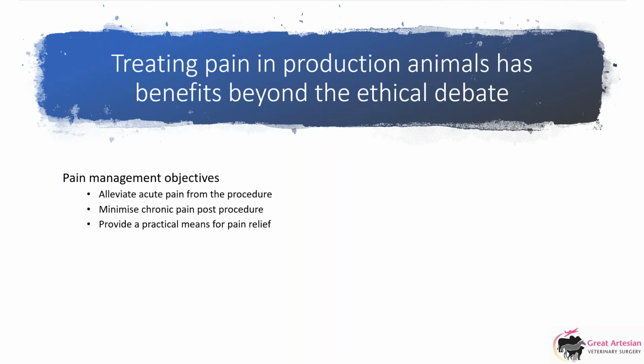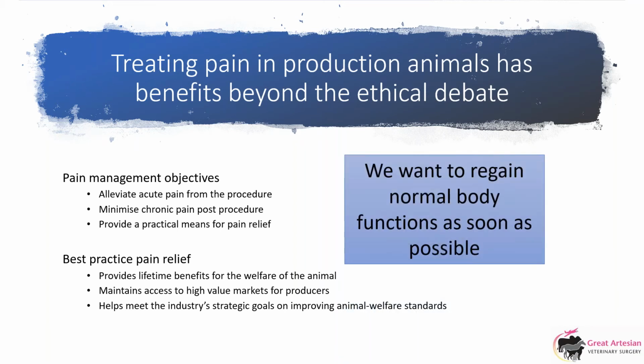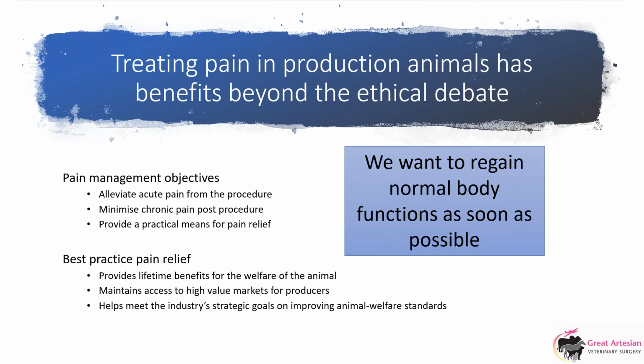The objectives of pain management are to alleviate acute pain from the procedure, to minimise chronic pain post-procedure, and to do this in the most practical means possible. Best practice pain relief provides lifetime benefits for the welfare of the animal. It helps maintain access to high-value markets for producers and helps meet the industry's strategic goals on improving animal welfare standards. To sum that all up, we want to regain the normal body functions for animals as soon as possible after illness or surgery.